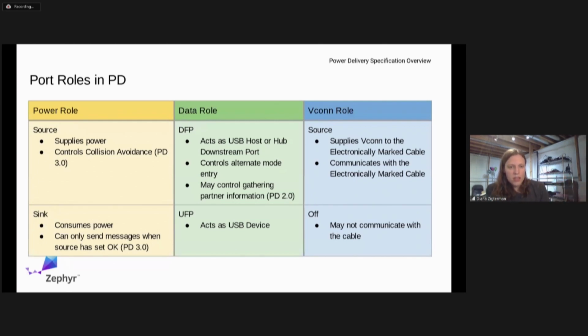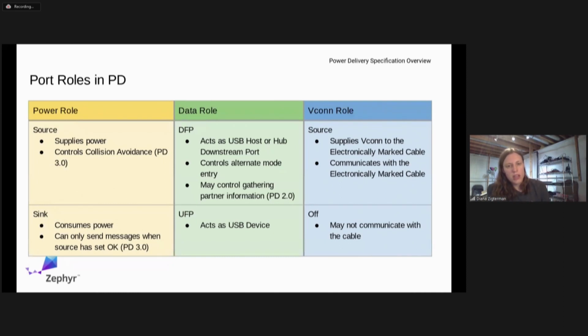For data role, the DFP is the one who is allowed to decide alternate mode entries. So your laptop gets to decide whether we enter DisplayPort mode, not the monitor that you are attached to. It's all up to your laptop where and when it wants to implement alternate modes. In PD 2.0, it also was the only one allowed to gather partner information, but it changed that in 3.0 to be more flexible. And then VCONN role.